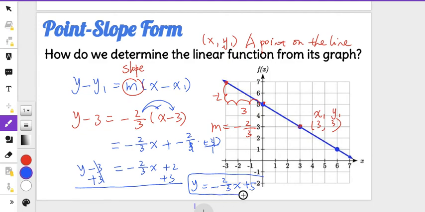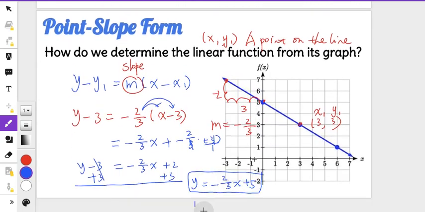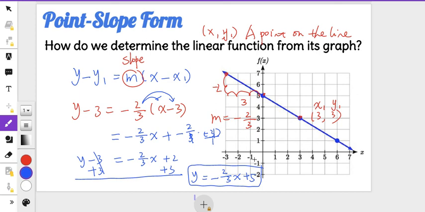So as you can see, they're actually equivalent to the one before. That's why they are actually equivalent. That's why point-slope form still works. It's just to deal with different situations here.